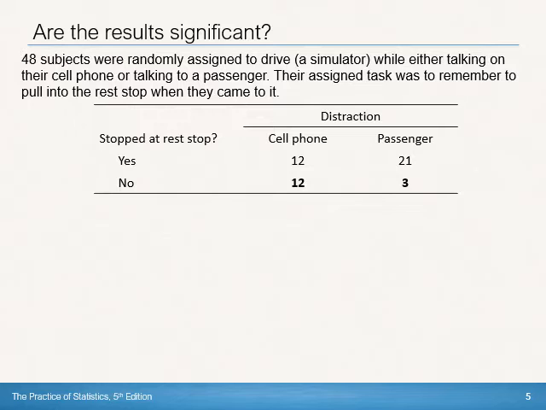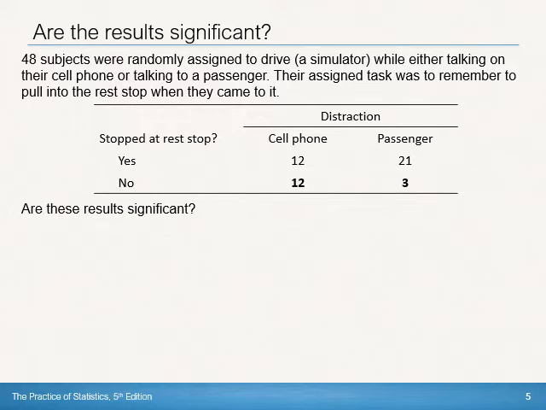And then if we look at the 24 drivers who had a passenger next to them, 21 of them stopped versus the 3 people in that group who did not stop. So it kind of seems like more people stop when it's just a passenger next to them distracting them rather than when people were talking on a cell phone.